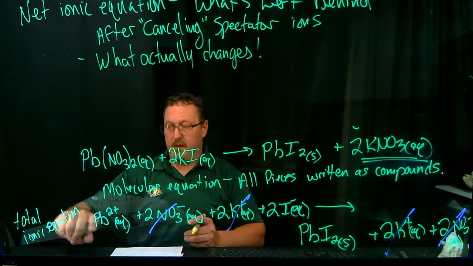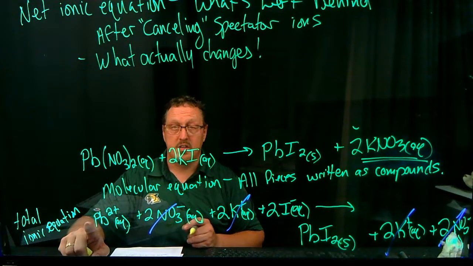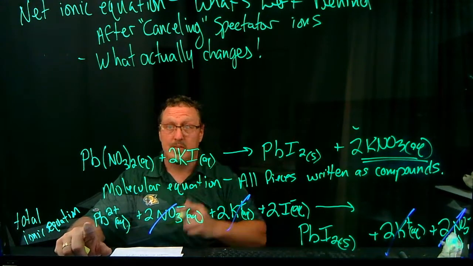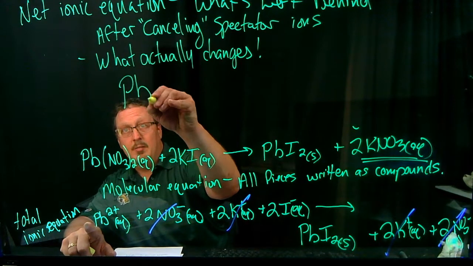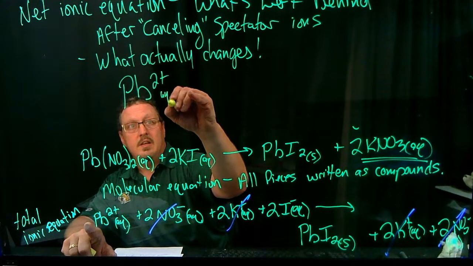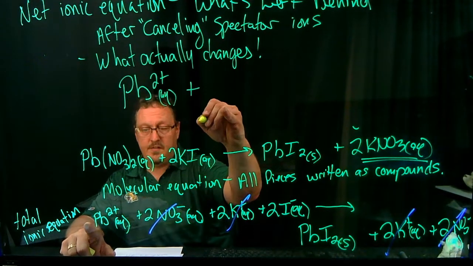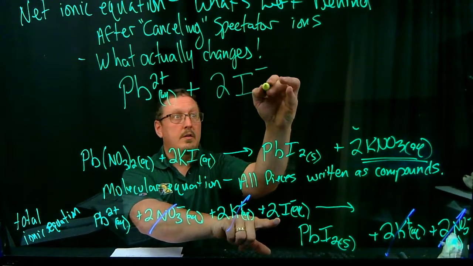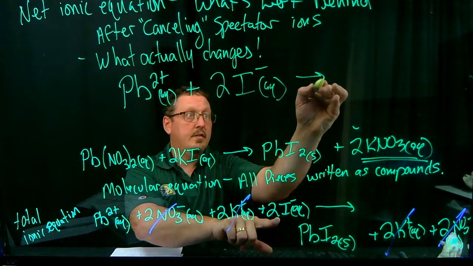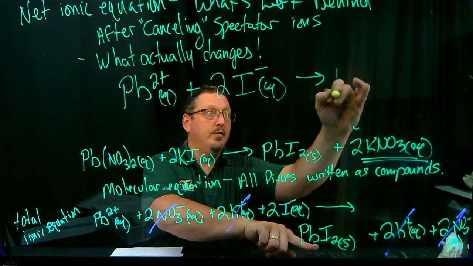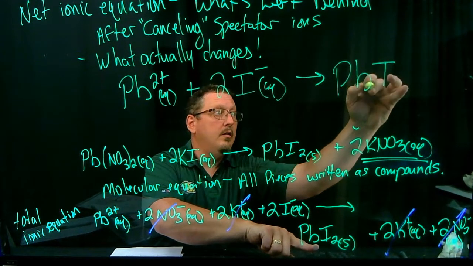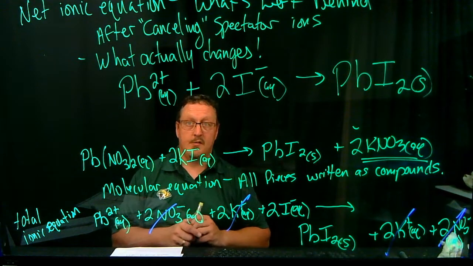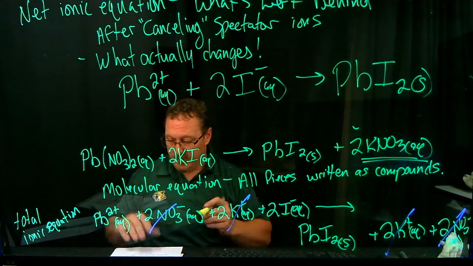And so in this case, we're going to take our total ionic equation here and rewrite the parts that are left to show what actually happens. In this case, it's Pb2+ in the aqueous phase plus 2I minus in the aqueous phase. It's going to make PbI2 as a solid. Okay, so that's how we end up doing that.